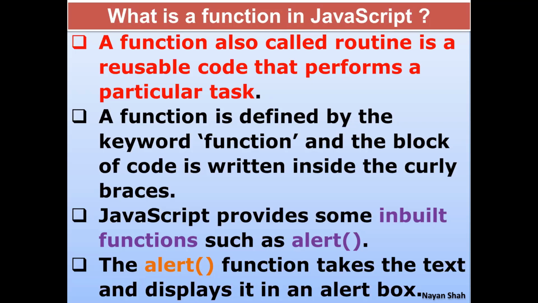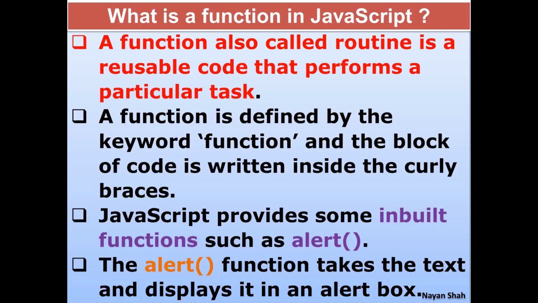JavaScript provides some inbuilt functions also. Inbuilt, you understand. Inbuilt functions are the functions which are readily available to the user. They are written by whoever created JavaScript. They already prepared some functions ready to use. So those functions are inbuilt functions. There is a function called the alert function or alert method, you can say. The alert function or method takes the text and displays it in an alert box.